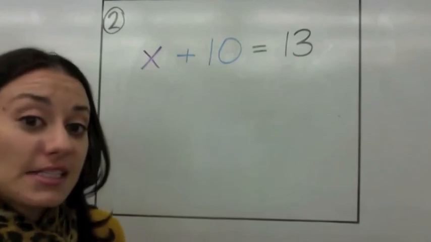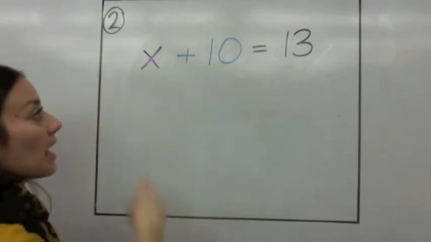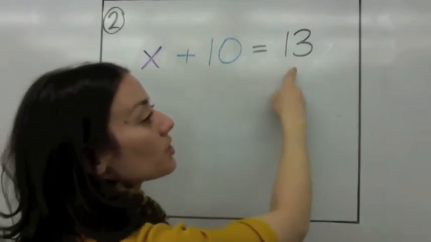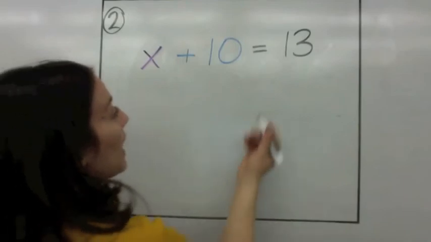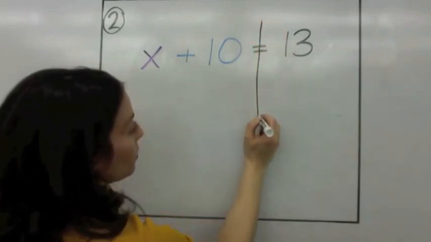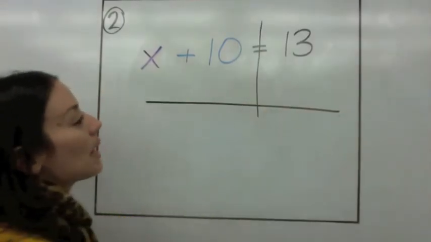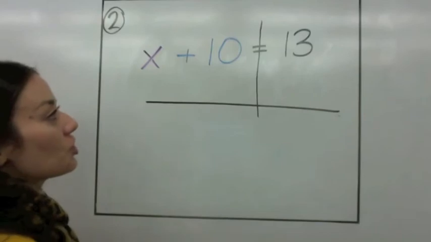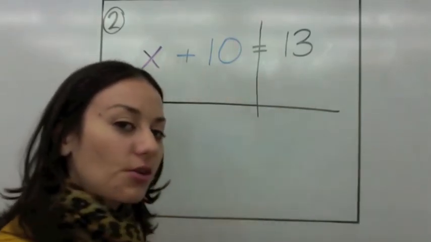Let's look at our last example, example 2. Read this equation with me. It says x plus 10 equals 13. Okay, so the first step is to make a t, and we call this the t-bone steak. You put it through the equal sign. You make a t. Now the t-bone separates both sides of the equation. This side says x plus 10. The other side says 13.